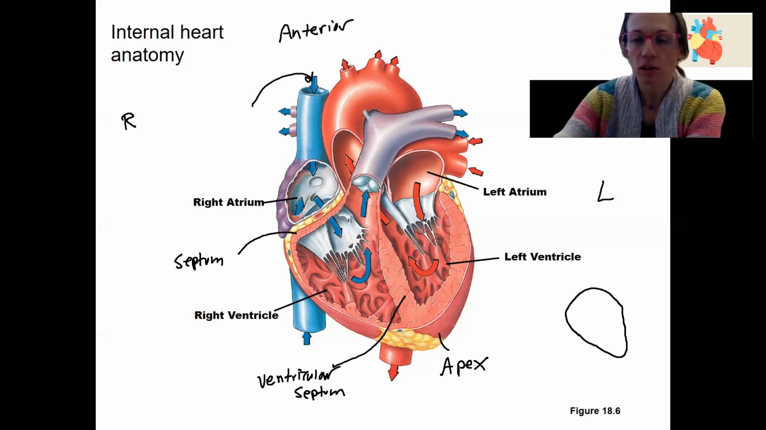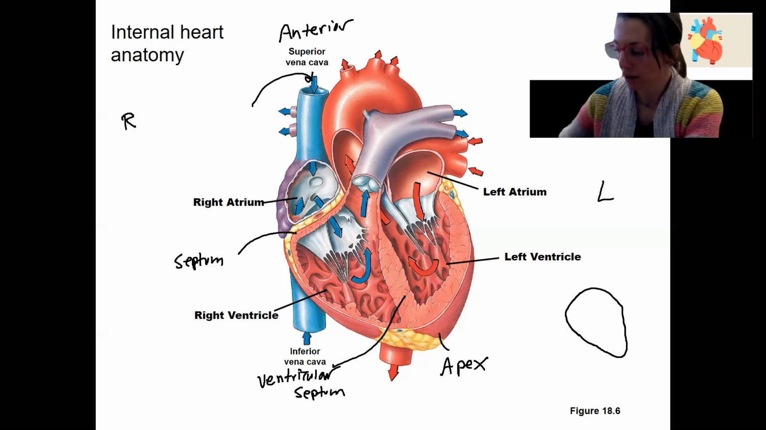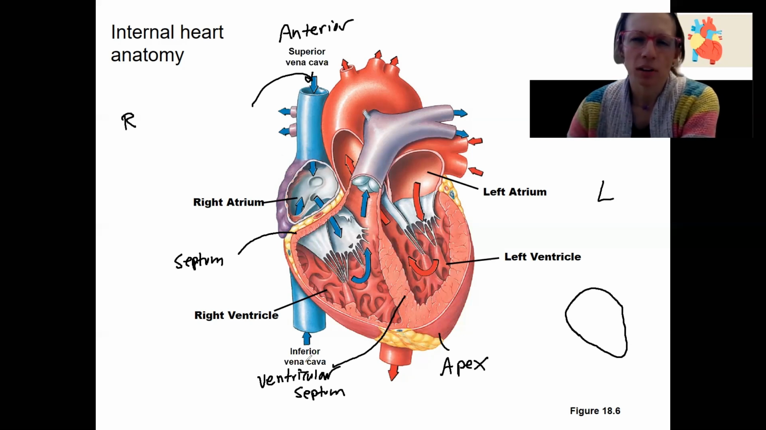So what did I just point to? That's the superior vena cava. Inferior is down there. That is draining blood, receiving blood from systemic circulation, deoxygenated blood, which is shown here in blue. So that comes into the right atrium, which then is going to pass through a valve. Just going to name it valve for now, into the right ventricle.